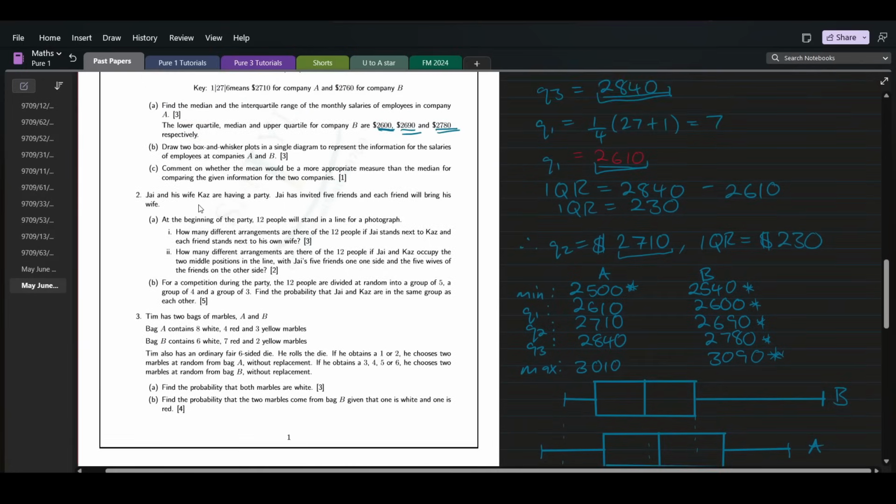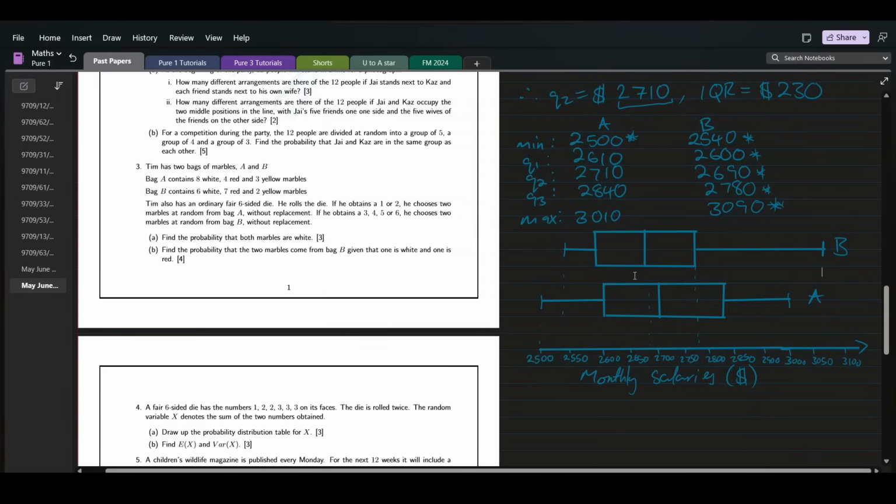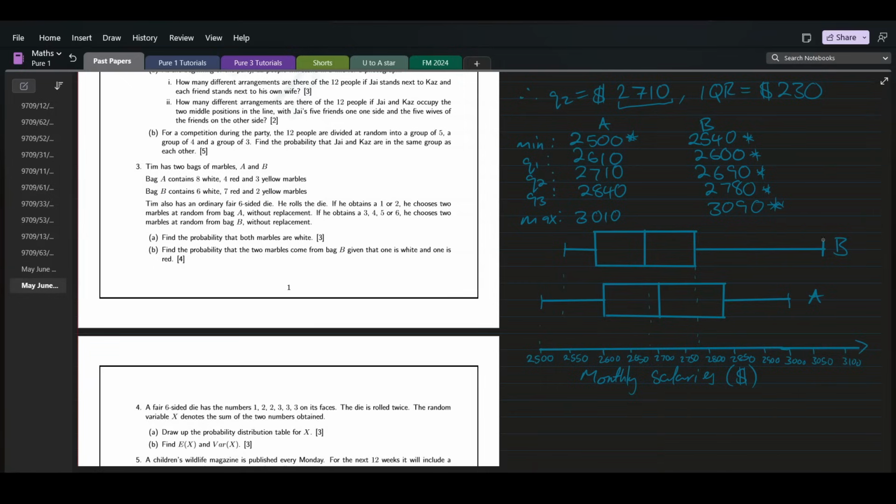Now let's move on to part C. It says comment on whether the mean would be a more appropriate measure than the median for comparing the given information for the two companies. Alright, when we talk of mean, in the calculation for mean, we include all the values, but if you go to company B, you notice that we have a value here, the max value for company B, this 3090. We consider that an extreme value, and so that's going to inflate our mean and make our mean look bigger than it is.